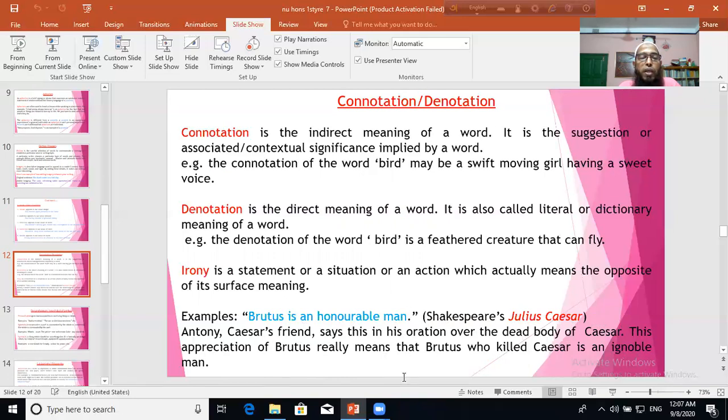So, when Antony is telling that Brutus is an honorable man after the death of his friend Julius Caesar, actually he is not showing or appreciating Brutus. He is meaning Brutus is an ignoble, dishonorable man because he is a killer actually. Brutus is the killer of Caesar, Julius Caesar. So by this speech, he is not praising, rather he is dishonoring Brutus.